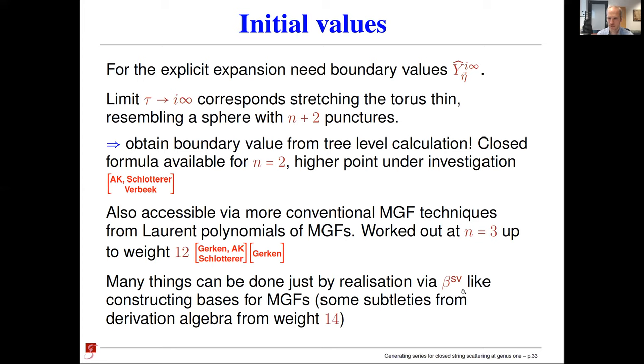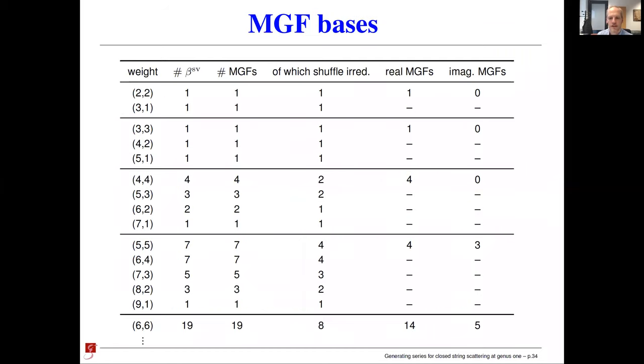As I said in the previous slide, writing things in terms of beta SVs, sometimes you can already get a lot of mileage. What is more important here is that by thinking about how many independent beta SVs there are, you can get an idea of what are the possible bases for modular graph forms. Up to weight 12, you can do this straightforwardly, and you have to be a bit more careful because of these properties of the derivation algebra at some point. But what you can do is just count, and this is what you get from there.